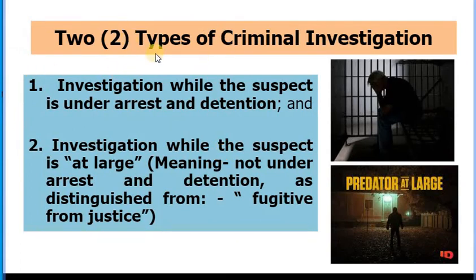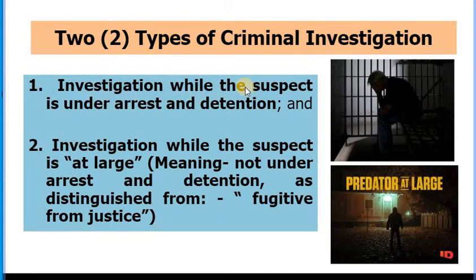Next, we have two types of criminal investigation. Yung kanina, types of investigation. Ito naman, specific na tayo. We have two types of criminal investigation. Again, yung naunang slide, yung pinakauna, yung diniscuss ko, types of investigation in general. And if we could classify criminal investigation, ang tawag doon ay formal investigation. So, under naman sa criminal investigation, meron siyang two types.